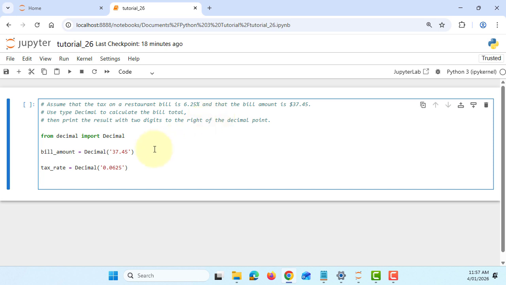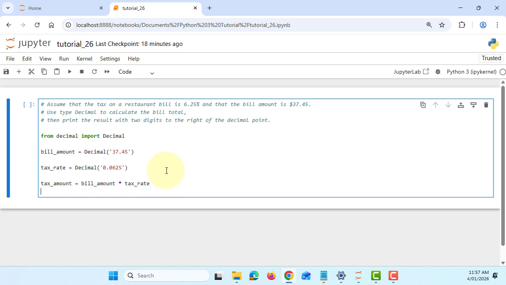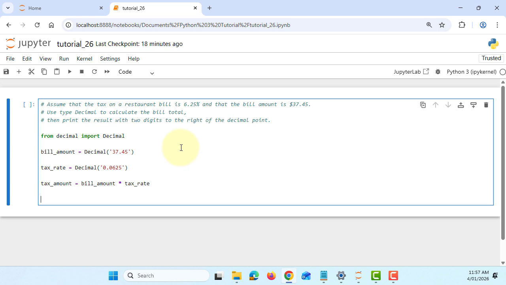Then tax amount based on that calculation. So I will say tax amount based on bill amount multiplied by tax rate. Then total bill will be bill amount plus tax amount.